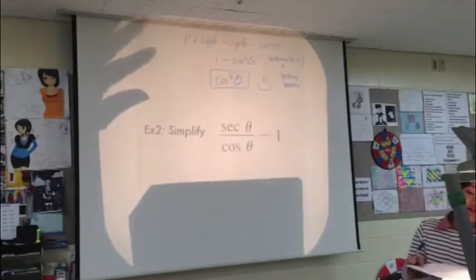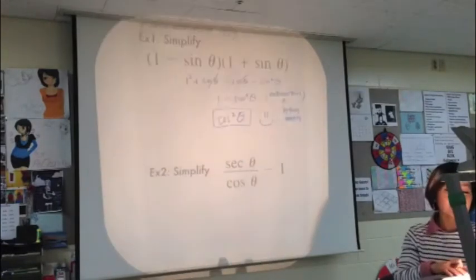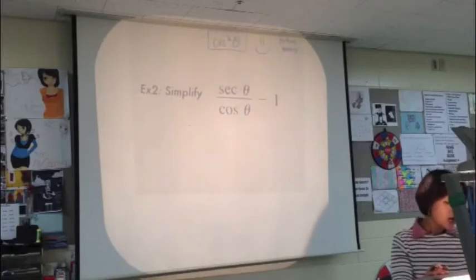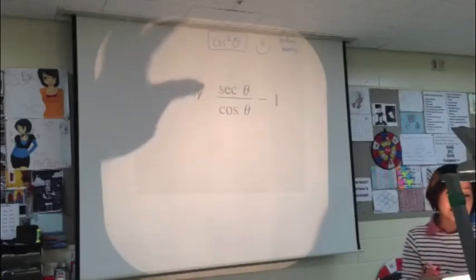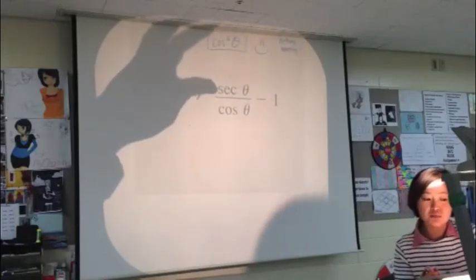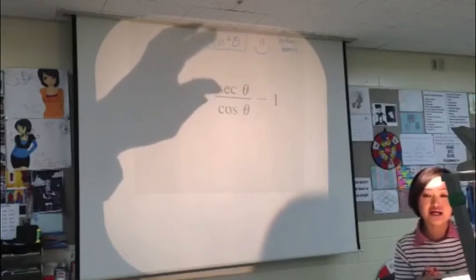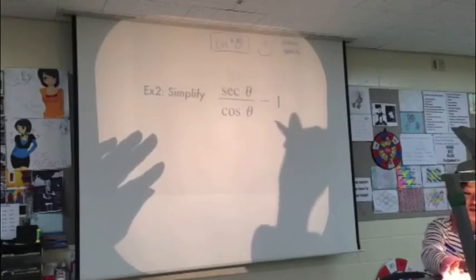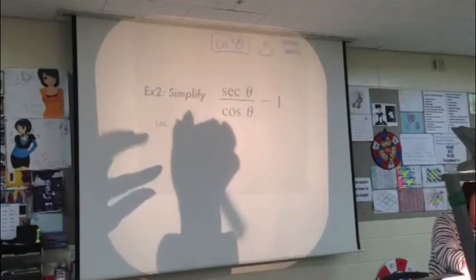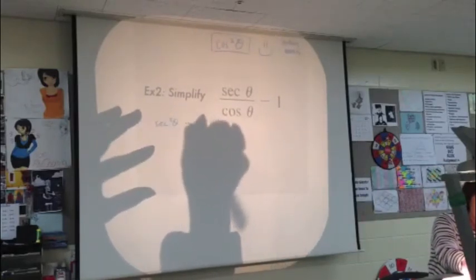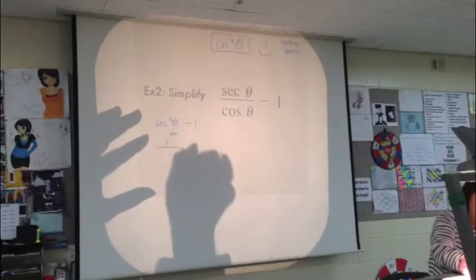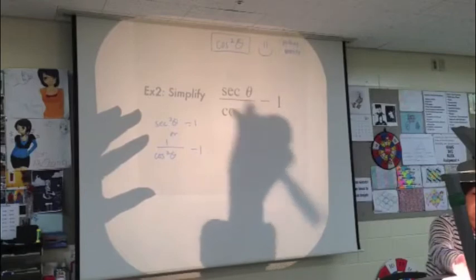Alright, example 2. Here we go. Simplify this sucker here. Alright? Now I want you to recognize this here. Secant theta could also be written as 1 over cosine theta. Or we can actually put this guy up. So this could be 2 scenarios here, okay? Secant squared theta minus 1, or 1 over cosine squared theta minus 1.